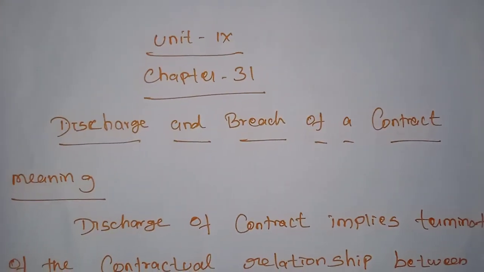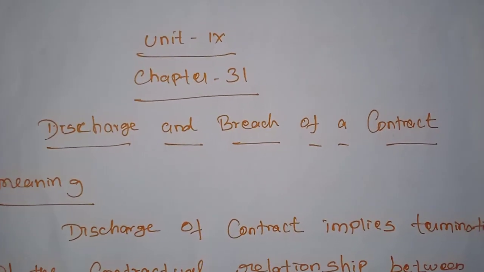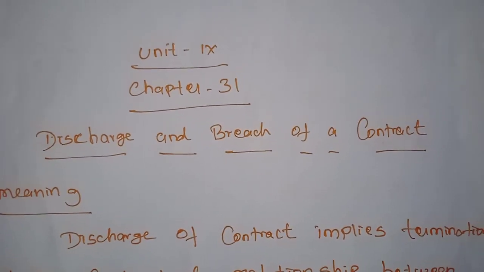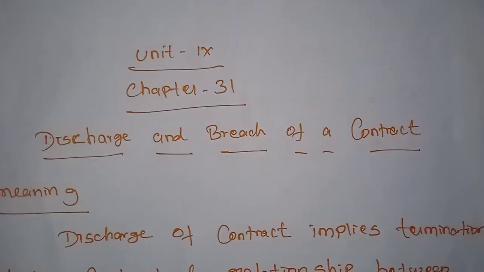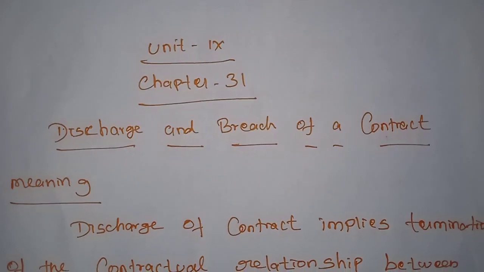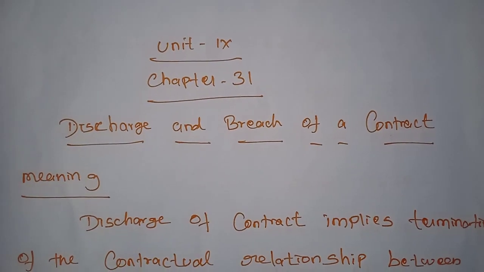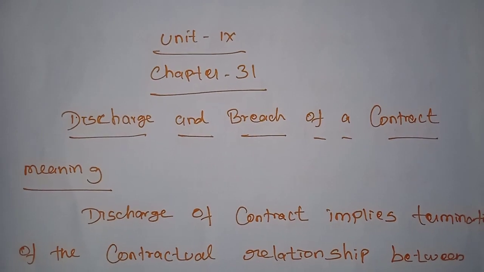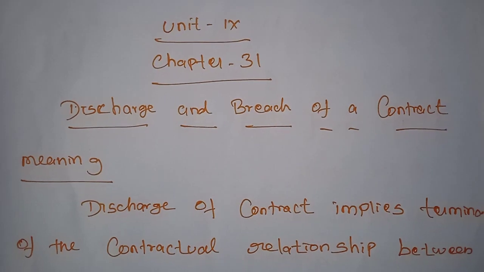So already we have studied the contract and the meaning of the contract. If any agreement is enforced by the law, that is considered a contract. But no contract will continue forever. So if you come to an agreement, one day that agreement or contract must be discharged. So what ways are there to discharge and breach a contract?